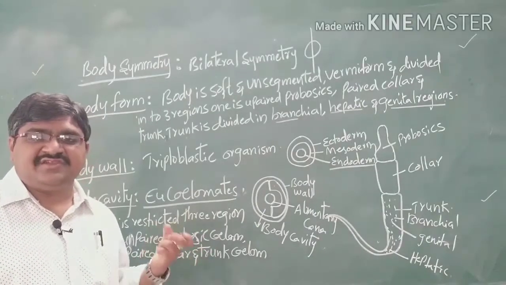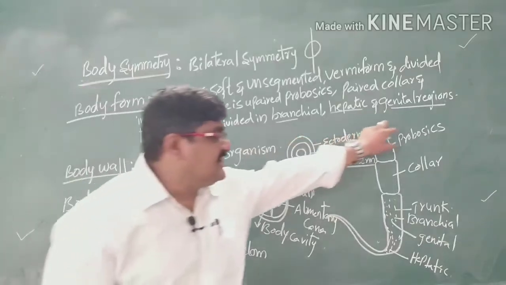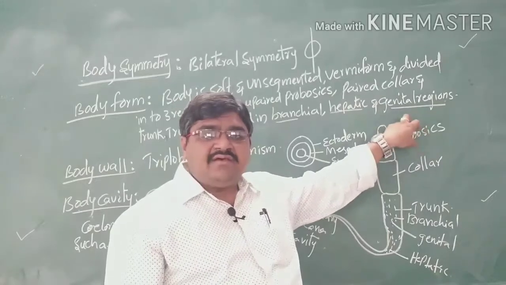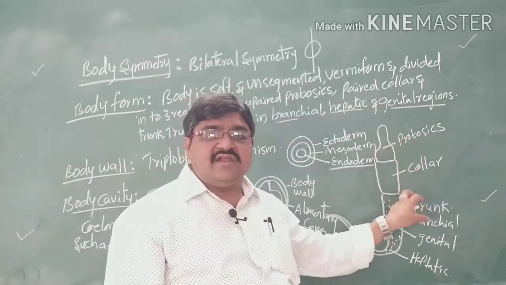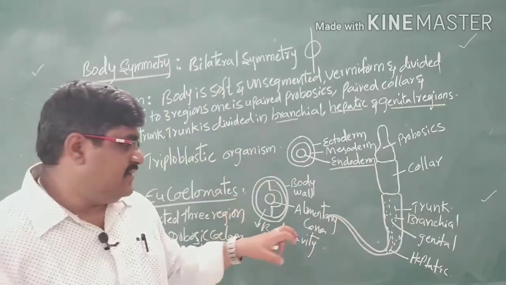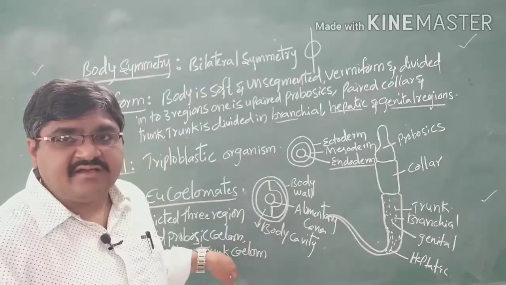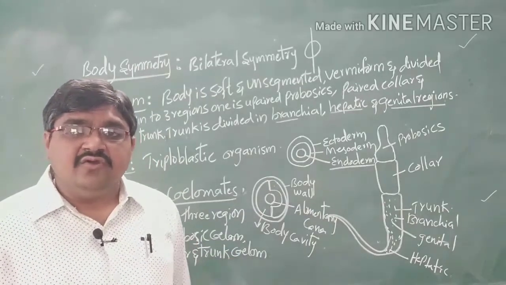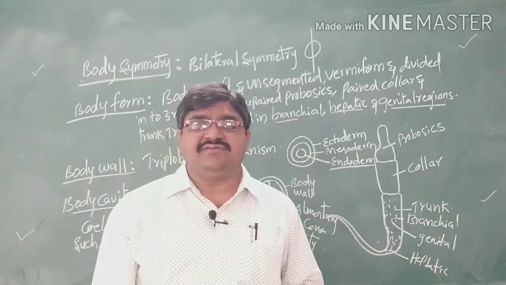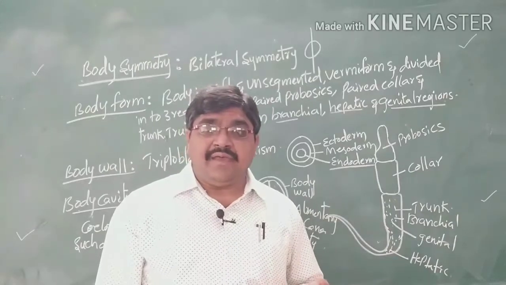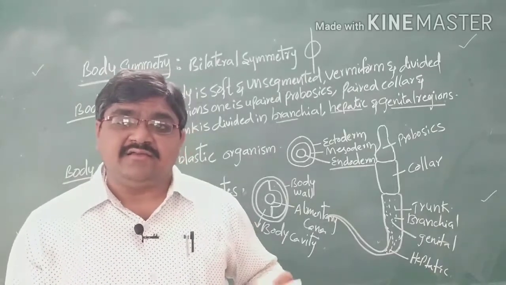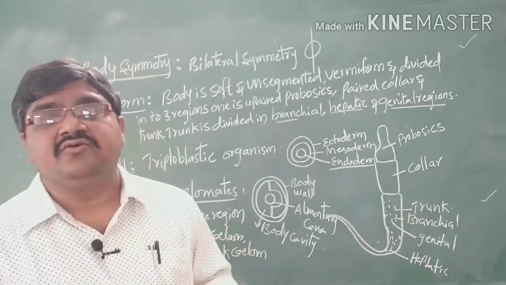The coelom present and restricted to the proboscis, we call the unpaired proboscis coelom. The one restricted to the collar we call the paired collar coelom, and the one restricted to the trunk is the paired trunk coelom. So the coelom, that means the true cavity, is differentiated into three regions: the unpaired proboscis coelom, the paired collar coelom, as well as the paired trunk coelom.